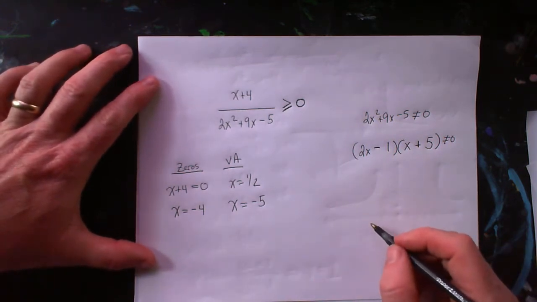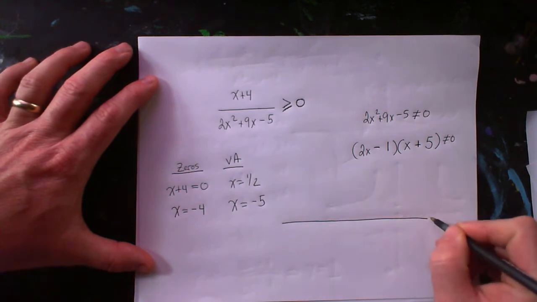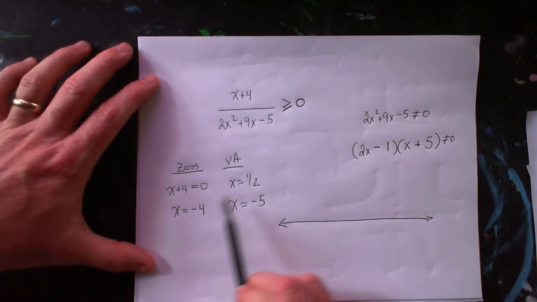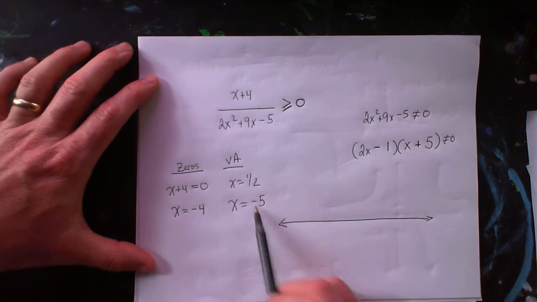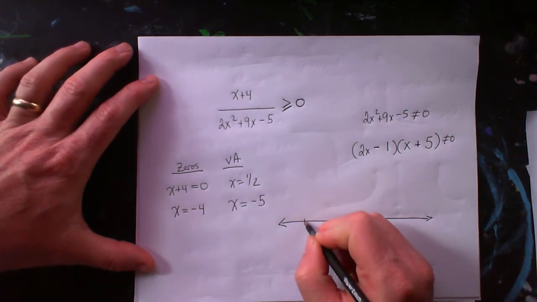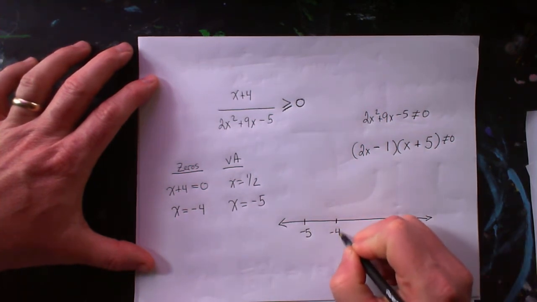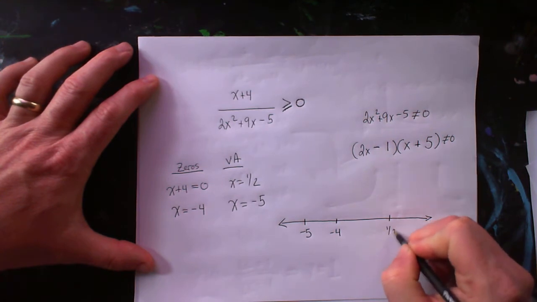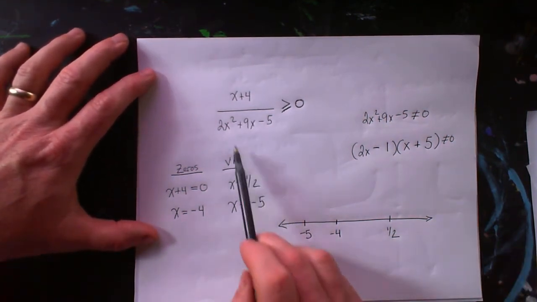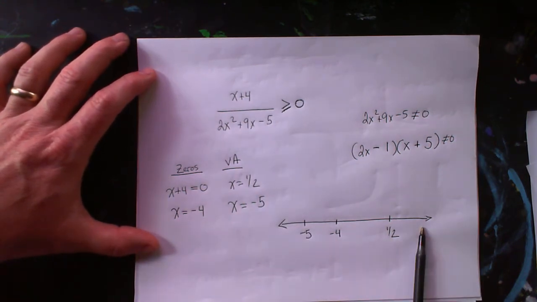So we're going to make what is called a sign line. And a sign line is just a number line. And we're going to put the zeros as well as the vertical asymptotes on this line. So here we go. We're going to put negative 5, negative 4, and 1/2. Now we have to determine the sign of this in each one of these different intervals.